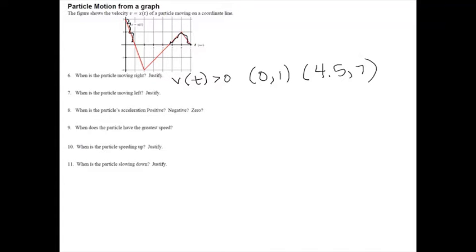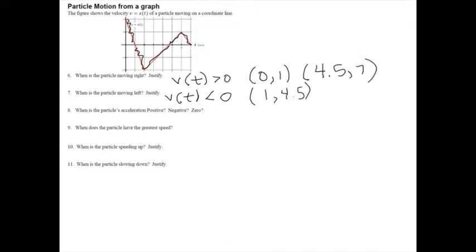When is the particle moving left? That's when the velocity is less than 0. So where is it below the x-axis? Well, that's the other stuff. That's the 1 to 4.5. Number 8 says, when is the particle's acceleration positive, negative, or 0?